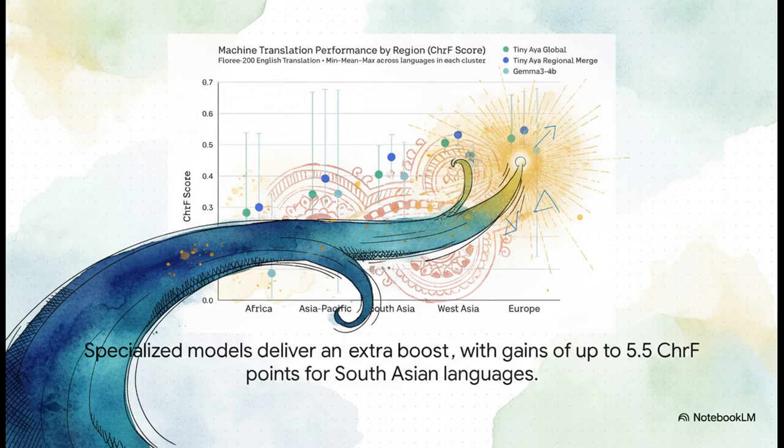And hey, remember those specialized models we talked about? Here's the payoff. This chart shows that when you use the right tool for the job, like using Tiny Aya Fire for South Asian languages, you get a significant performance boost. See how that dark blue dot, the specialist model, jumps way up? That specialization really, really matters.